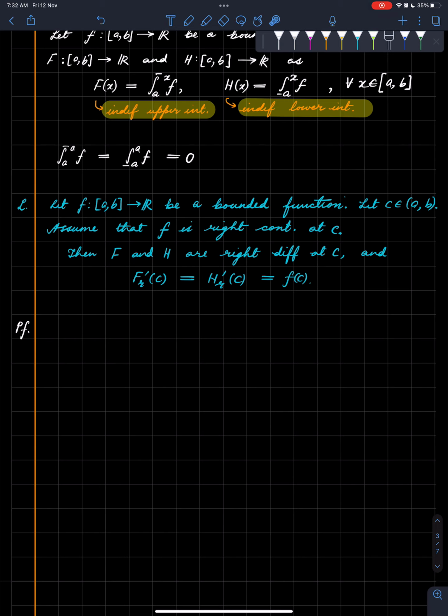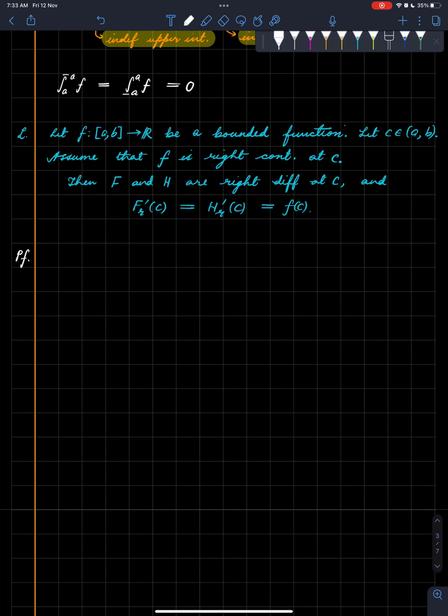So all these right continuous, right differentiable makes it look more technical than it should be. What one could also say is that suppose f were continuous at c, then the conclusion would be that the upper and lower integrals are differentiable at c, with the derivative being equal to that value. So the obvious variants hold, and I won't be writing them, but I will assume that you have them in your mind at the very least. Alright, so let's prove this.